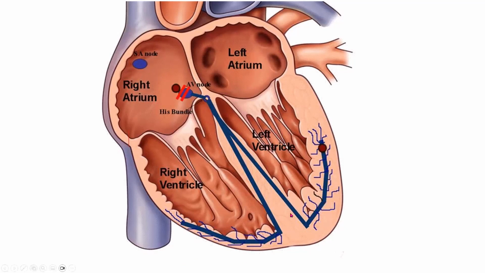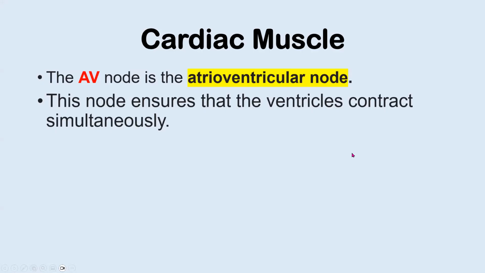Once it gets to the bottom, it then moves across. And these little bundles of nerves are called the bundles of His, H-I-S. Right, so I can stop it. So the AV node, atrioventricular node, ensures that the blood comes from the atrium to the ventricle, and that all contracts simultaneously.